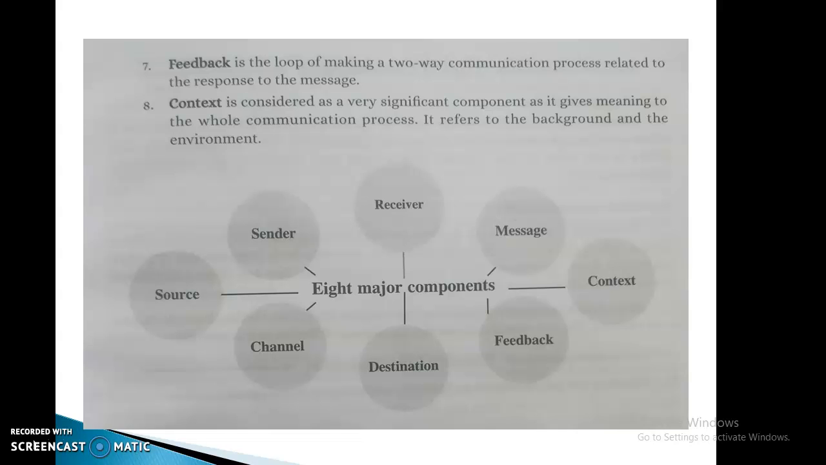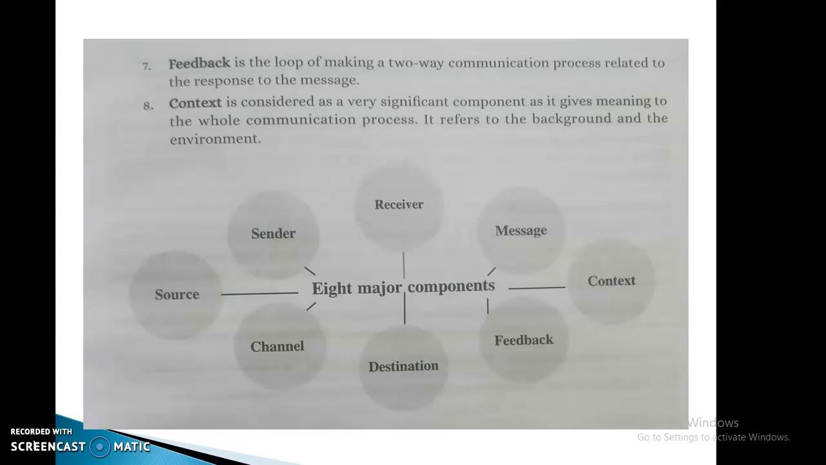And the last and the eighth component is context. Context is considered as a very significant component as it gives meaning to the whole communication process. It refers to the background and the environment. Context simply refers to the setting in which communication takes place. So it is considered as a very important component. Why? Because it is the context which gives meaning to the communication process. Context refers to the background, that is the circumstances or the situations, and the environment comprises the circumstances, people who take part in communication.